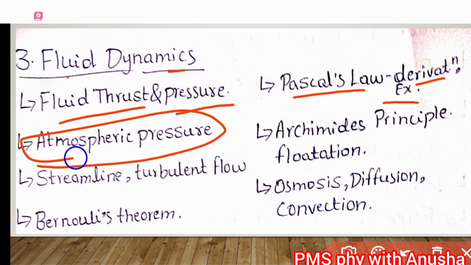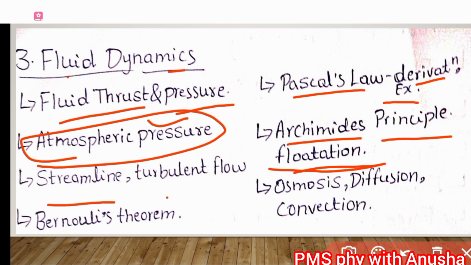You have to mention what atmospheric pressure is, how atmospheric pressure varies as we increase height, and what device is used to measure atmospheric pressure. Like that you have to mention minimum 3 points. Archimedes principle, their definition and their application is important. Flotation: what is flotation, and how objects sink or float, related to that you have to explain.